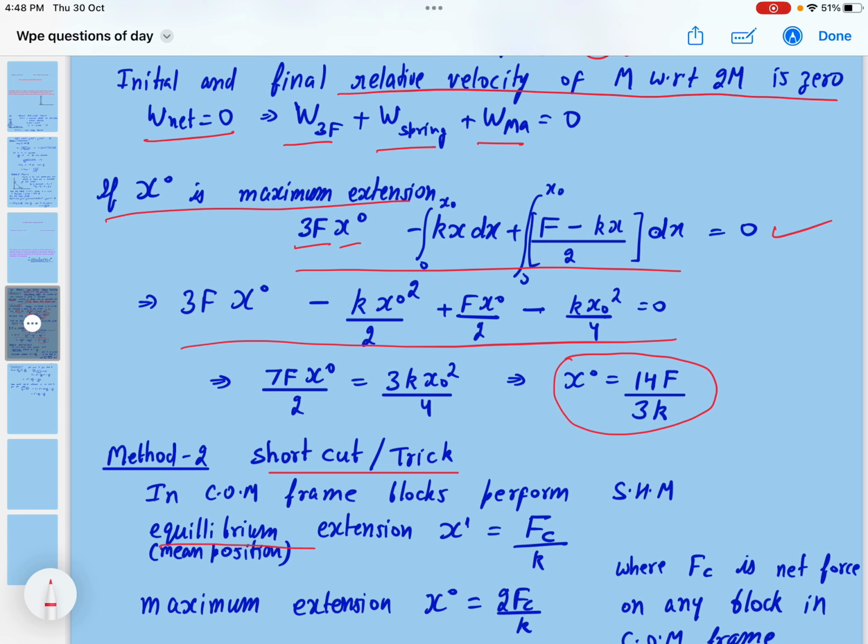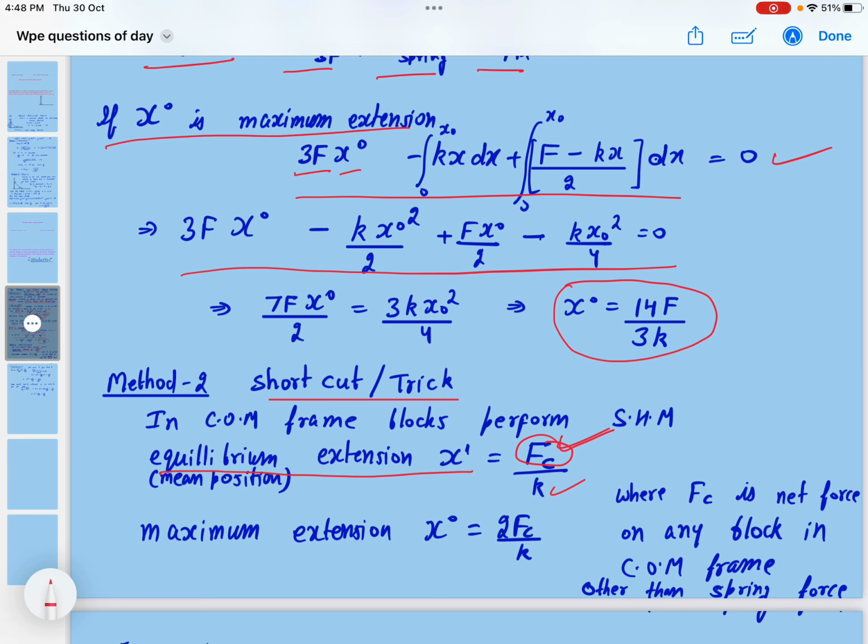So the equilibrium extension will be, for any one block with respect to the center of mass, Fc force divided by K. That will be the equilibrium extension, meaning when the block is at the mean position, at that time what is the extension, okay? And the maximum extension, what is it? 2F by K. So in the center of mass frame we are doing this, and we can remember it like a shortcut: 2Fc by K. So what is Fc here?